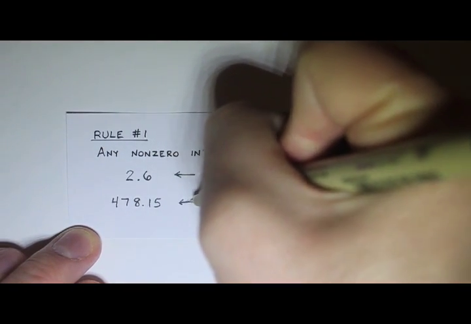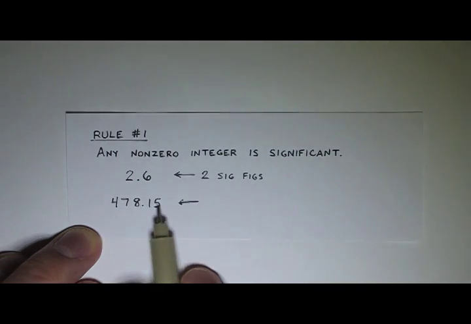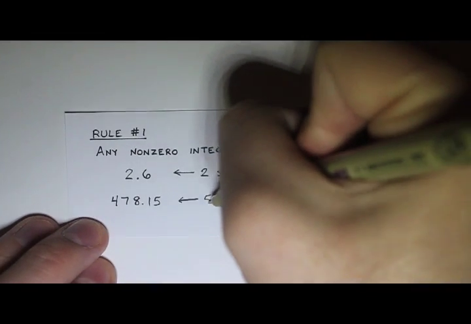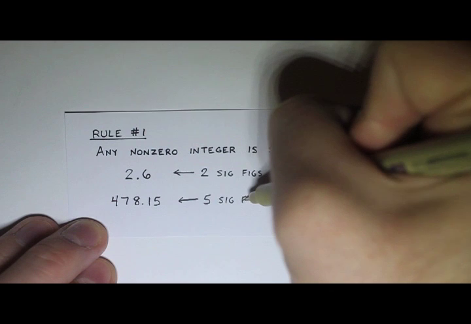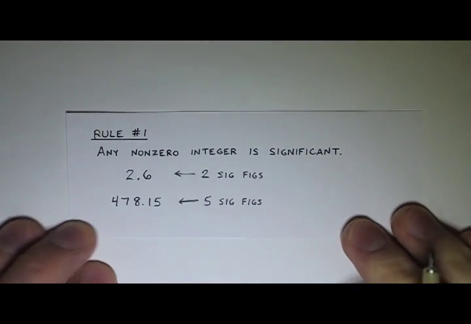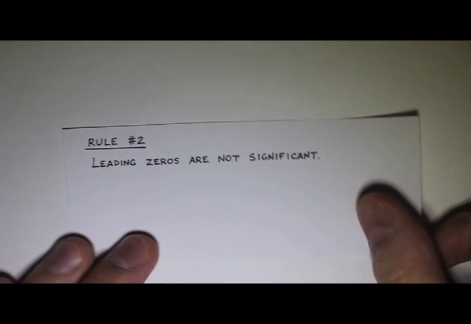Another example, 478.15. Okay, how about that? Well, 1, 2, 3, 4, 5 sig figs. There are no zeros there, so they're all significant. Okay, so that one was pretty easy. Let's look at rule number 2.